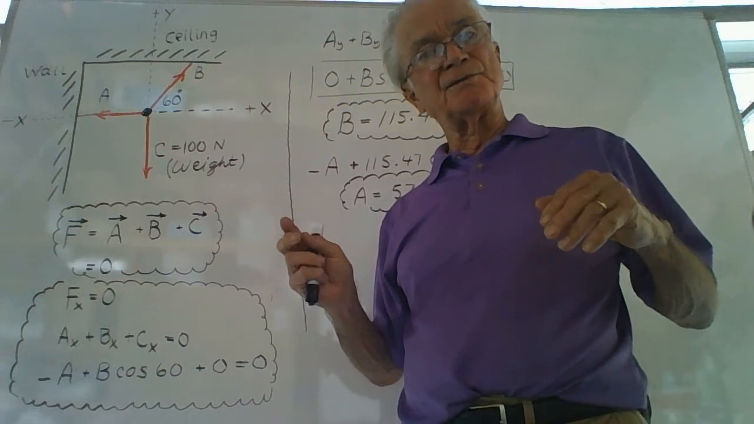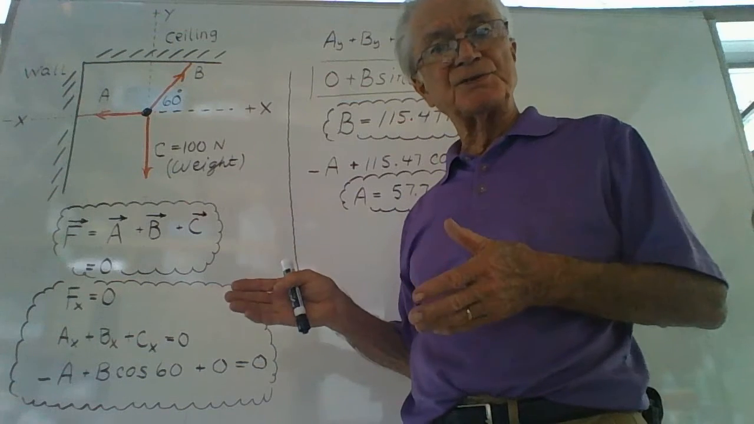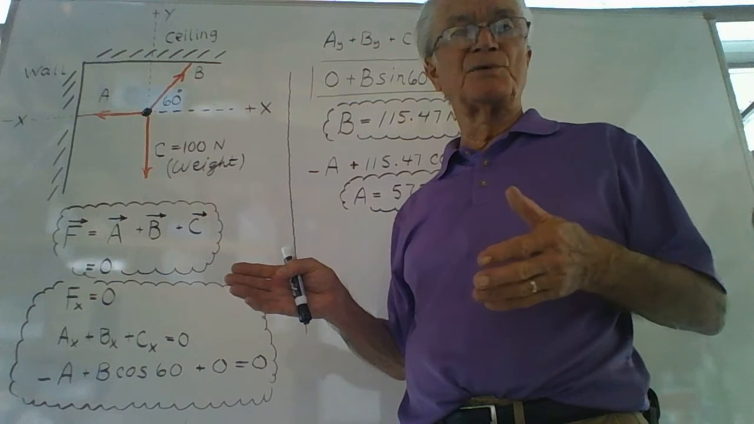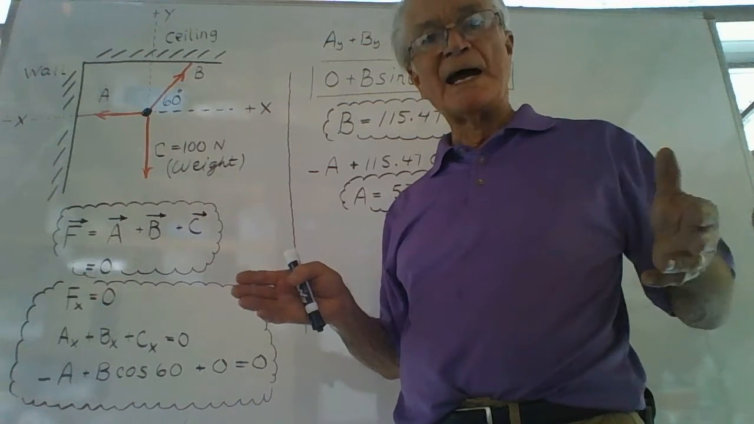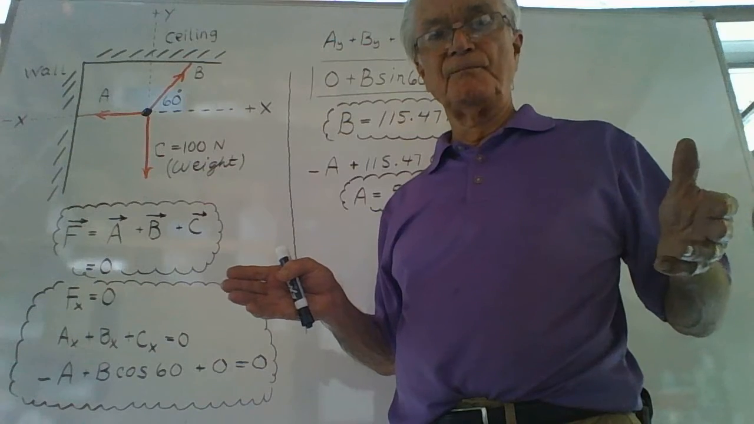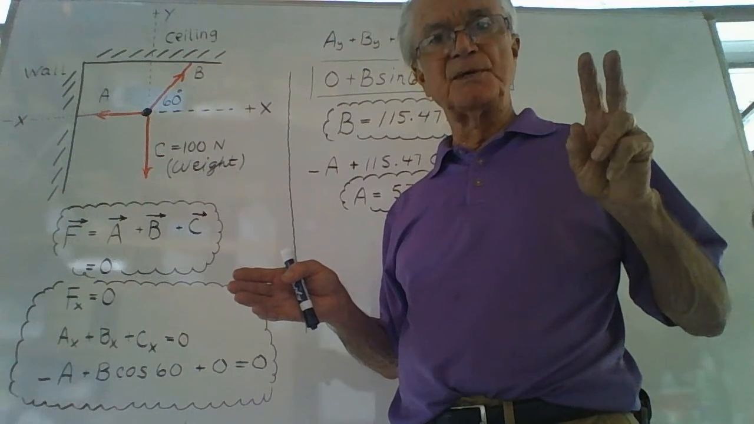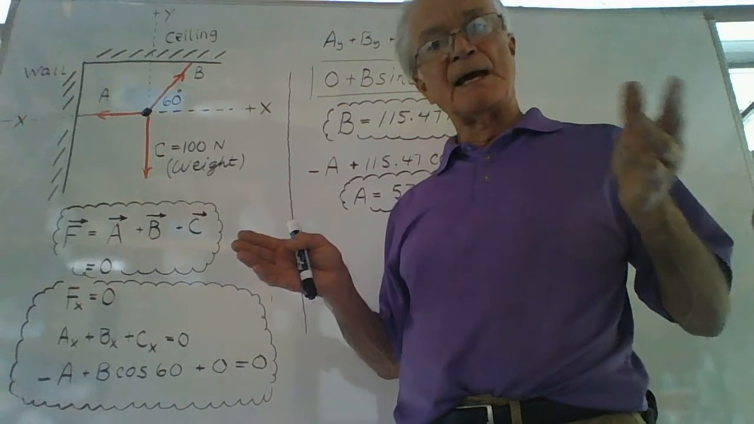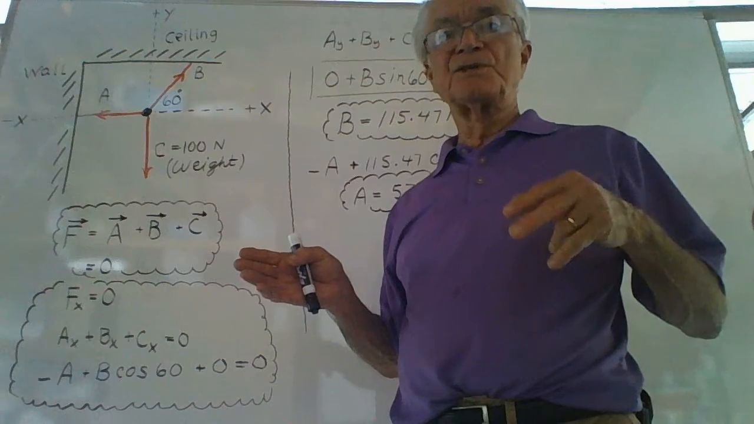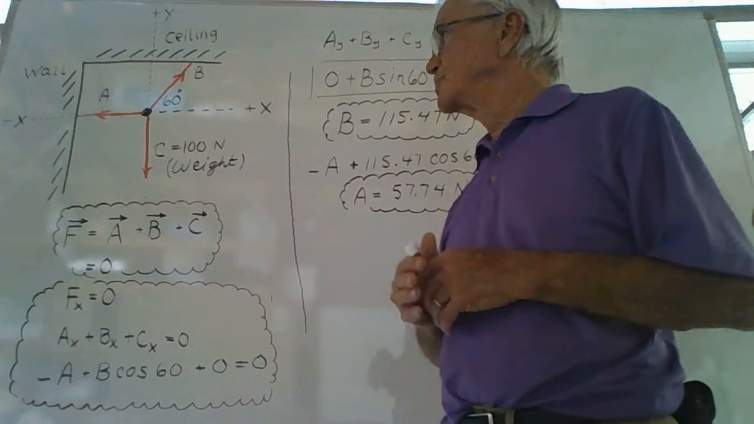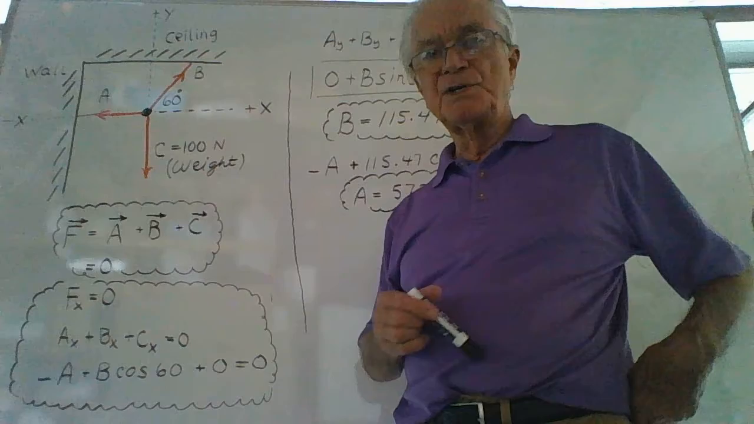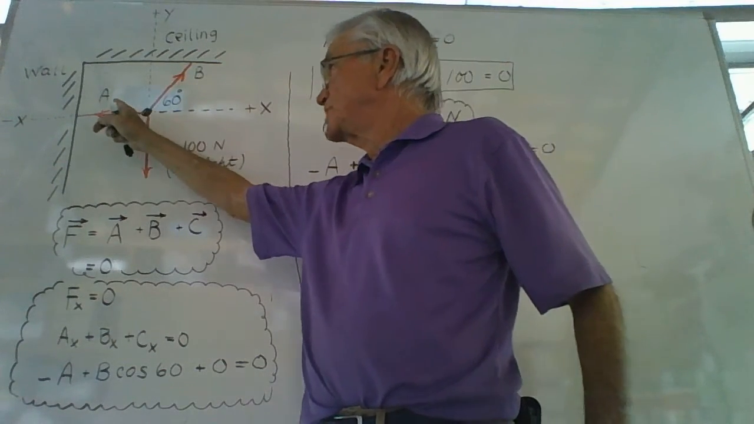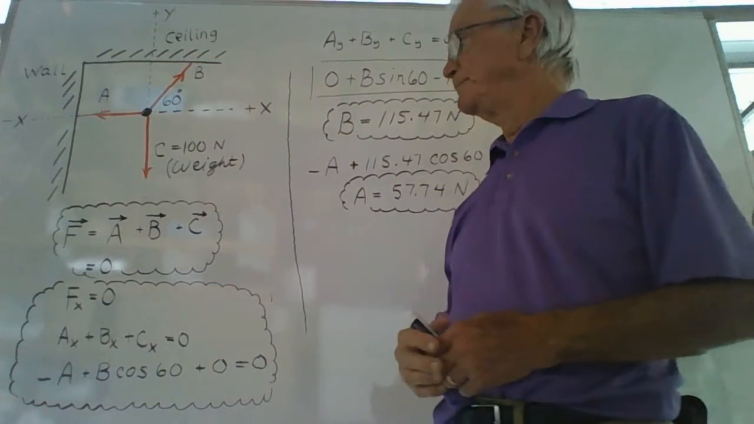And therefore, the sum of the forces along the x-axis is zero. And the sum of the forces along the y-axis is zero. Those two conditions, that the sum of the components is zero along the x-axis and along the y-axis, will give us the two equations we need to solve for two unknowns. Those unknowns being the tension in that wire, call it B, and the tension in the side wire, call it A.